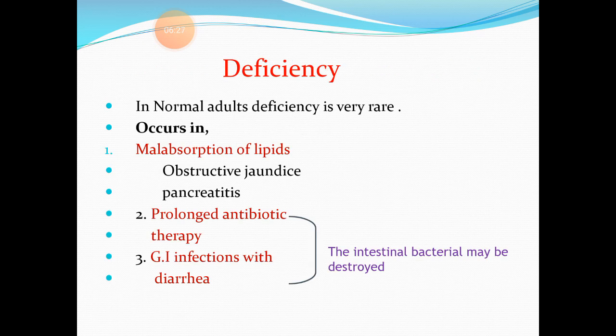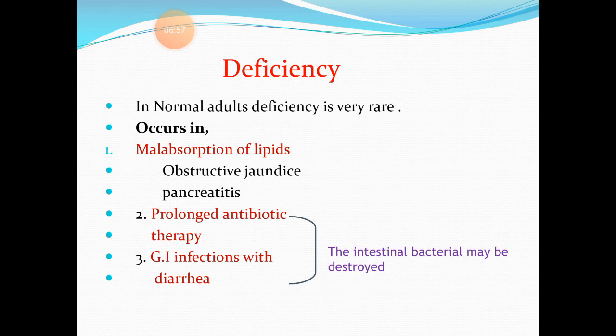Next we'll move on to the deficiency. In normal adults, the deficiency is very rare, and it occurs in malabsorption of lipids because it is transported with the help of lipoproteins. So you can see the deficiency in obstructive jaundice and pancreatitis due to the malabsorption of lipids. The next cases are due to prolonged antibiotic therapy or gastrointestinal infections with diarrhea.